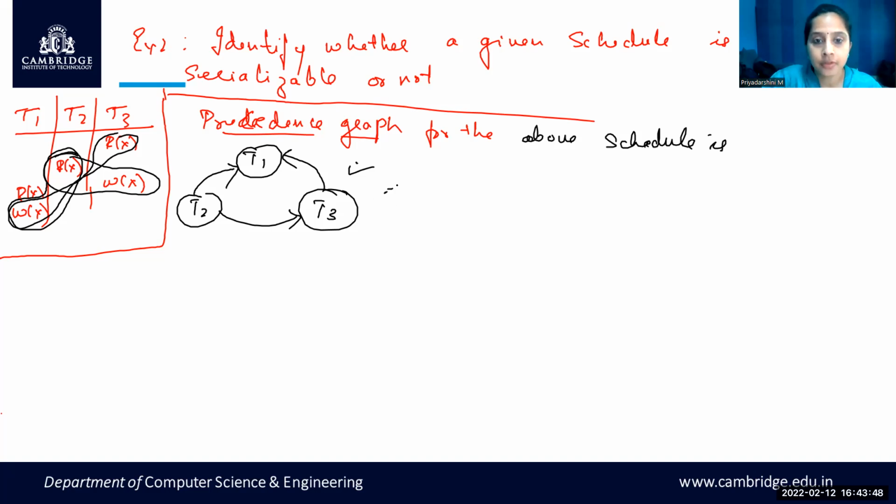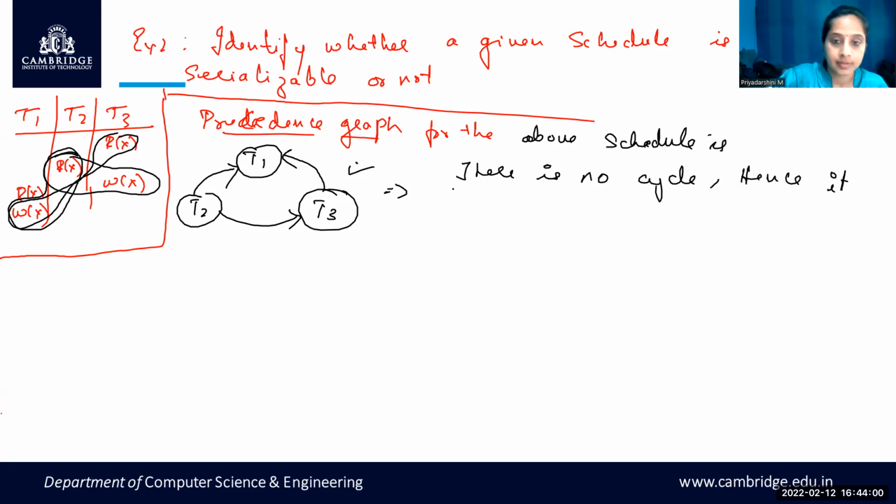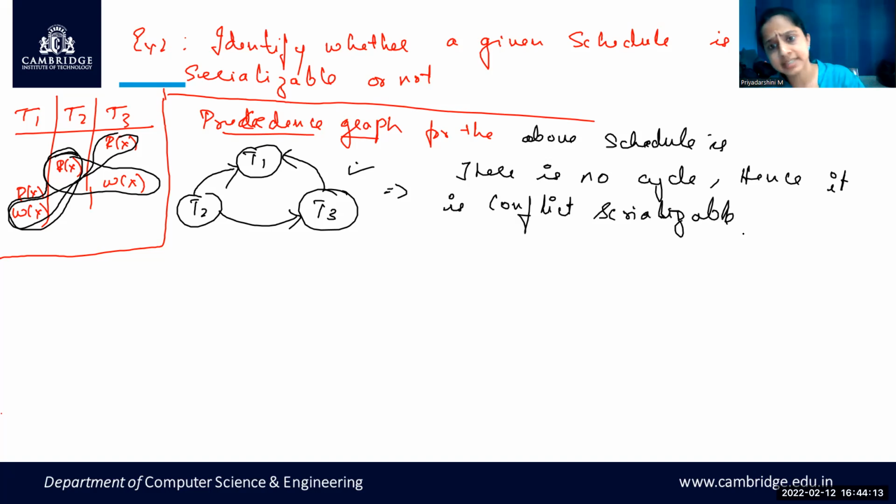Now this is my graph. So what does this graph say? There is no cycle. You can write, hence it is conflict serializable.